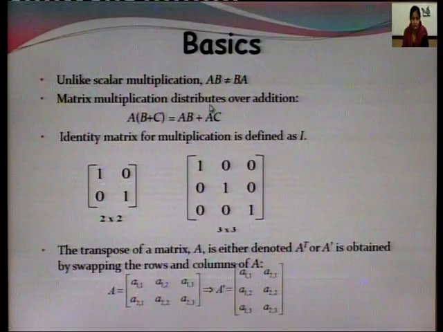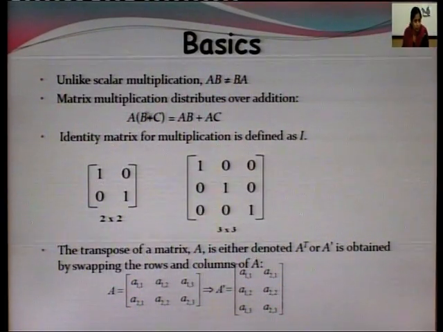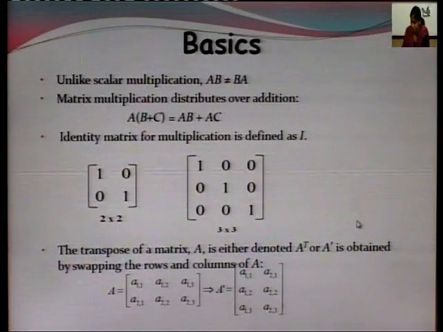Matrix multiplication distributes over addition. This means A into (B plus C) is equal to the individual multiplications and then addition. Either we first sum the matrices then multiply, or we first multiply the individual matrices then sum over it. This is called the distributive property, and these are the identity matrices of size 2 by 2 and 3 by 3. If we multiply any matrix by the identity matrix, the result remains the same.